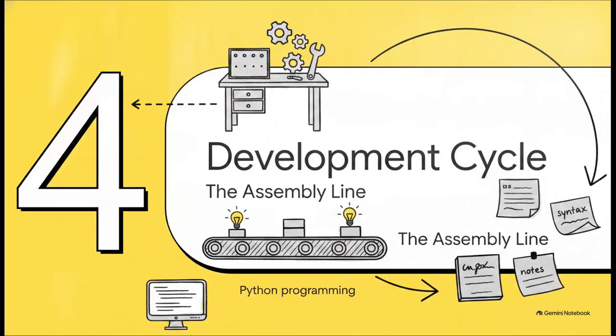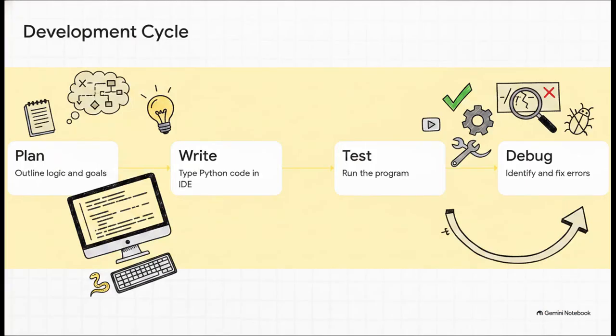Which brings us to section 4, the program development cycle, the assembly line. All right, let's recap. We have our workbench, we have our syntax rules, and we have our sticky notes. Let's see how all this comes together on the assembly line of software creation. Every successful programmer follows a cycle that looks exactly like this. Step 1 is plan. You never just start typing. You outline your logic, maybe draw a flowchart, or just write out your goals.